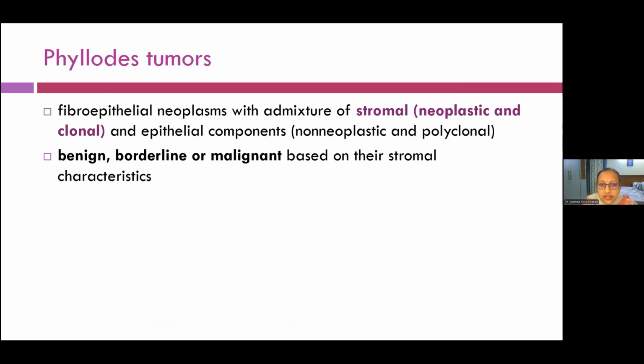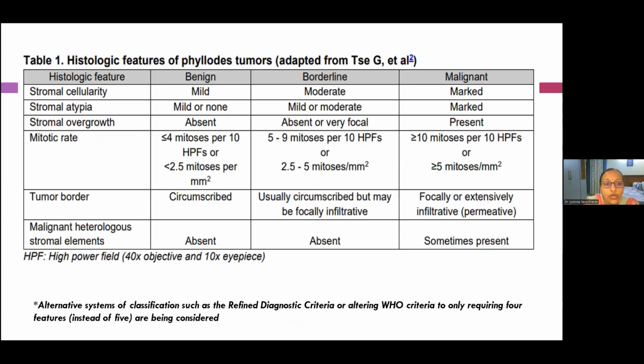Phyllodes tumors, as our previous speakers have already alluded to, are fibroepithelial neoplasms with admixture of stromal and epithelial components, where the stromal component is the actual neoplastic clonal component and the epithelial component is non-neoplastic. So you could have benign, borderline, or malignant Phyllodes tumors based on their stromal characteristics. What often arises as a differential for your spindle mesenchymal lesions in the breast would be a borderline or a malignant Phyllodes tumor. So what are the stromal features that you would take into account? They are stromal cellularity, stromal atypia, stromal overgrowth over and above the epithelial component, the mitotic rate, the tumor borders, as well as presence of malignant heterologous stromal elements like, say, chondrosarcoma, rhabdomyosarcoma, and so on.